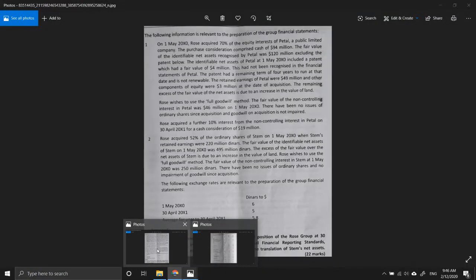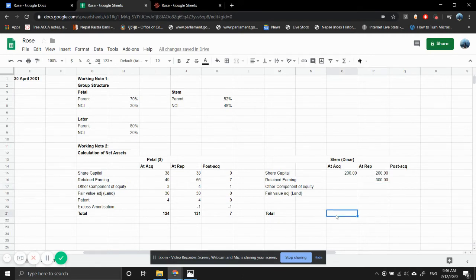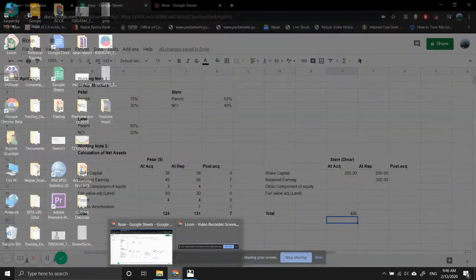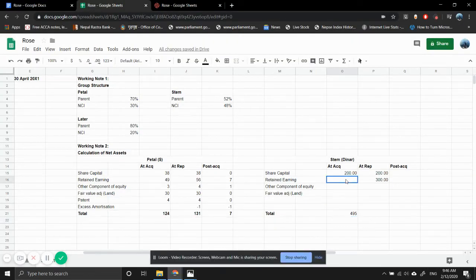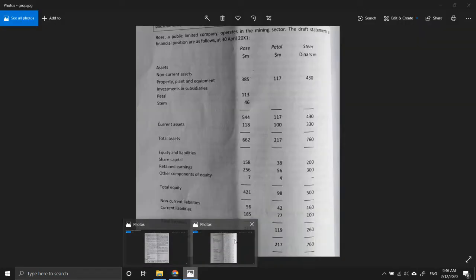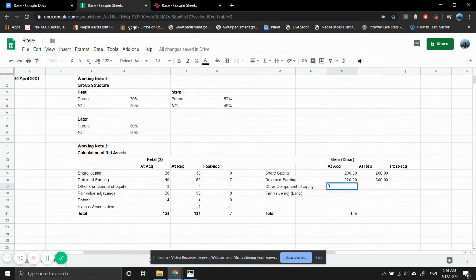Once that's done, so let's check out the initial figures. So fair value of net assets 495, right? 495, okay, and then after that, what else? So non-controlling interest was this much, and retained earning was 220. What about other component of equity? I think there is none of that, isn't it? Other component of equity is not there. So no need to worry about that. Easy. That means fair value of land will be 495 minus this, right? So over here as well, it will be the same figure, and over here will be the sum of everything.